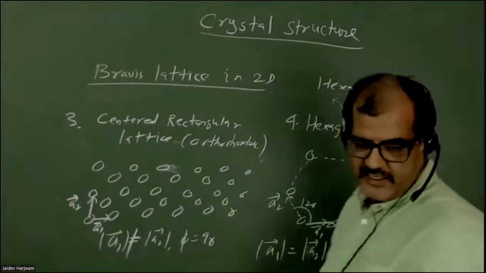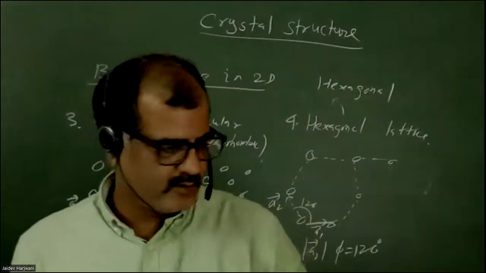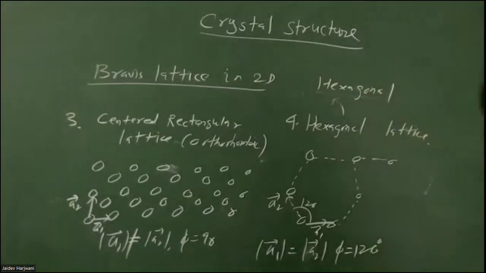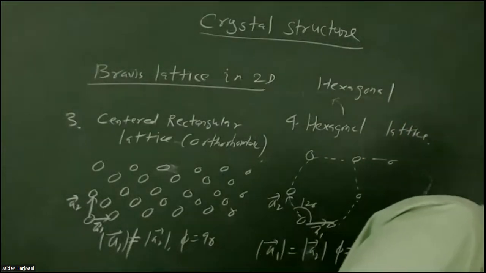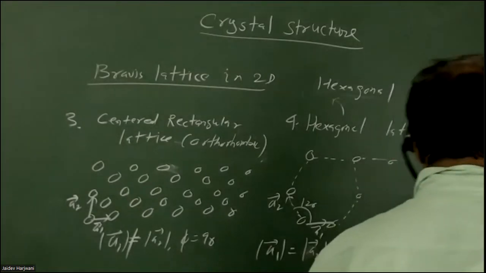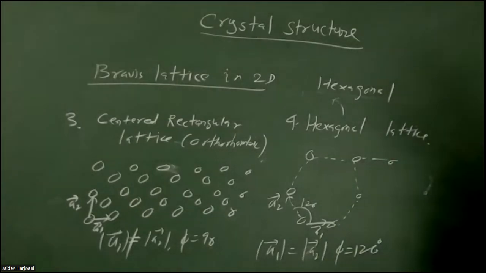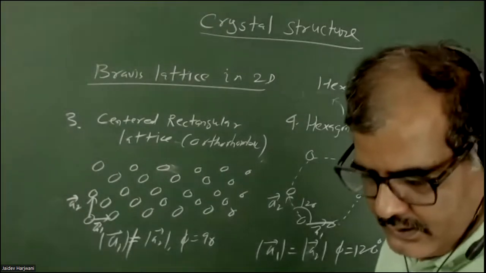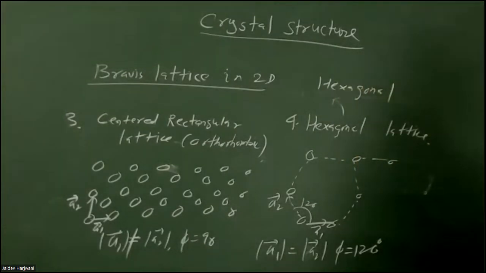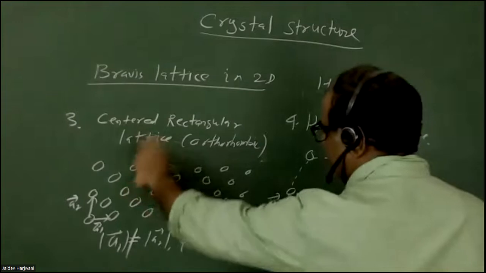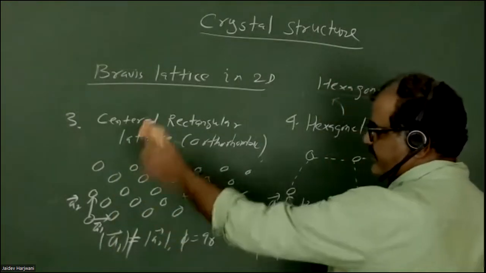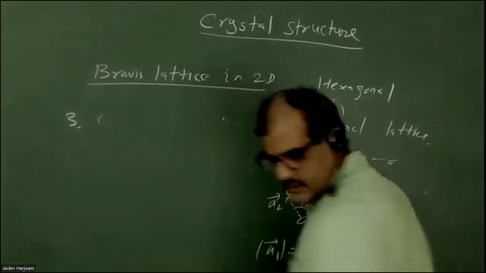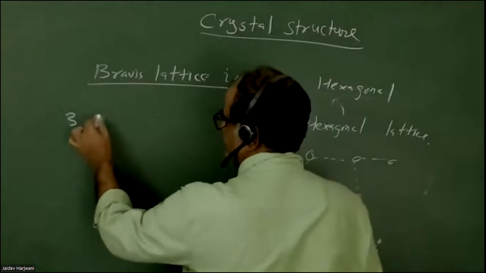And the last one is the square lattice. So you can draw a square lattice. Just give me a minute. I can erase this one, na? Yes, sir. Now we have this, your square lattice.